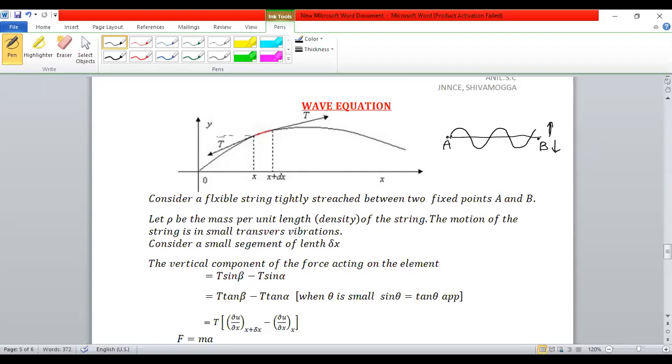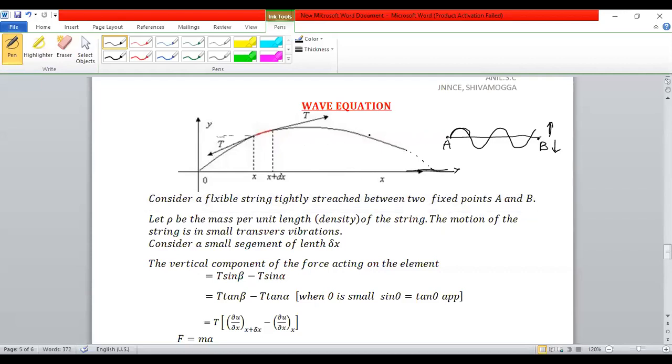Let's consider one part of this moving string like this. This is the same part. It goes like this. This is the x-axis. Let this be the origin and this is the y-axis. There will be no horizontal motion in the string. I took one part and this is the part.